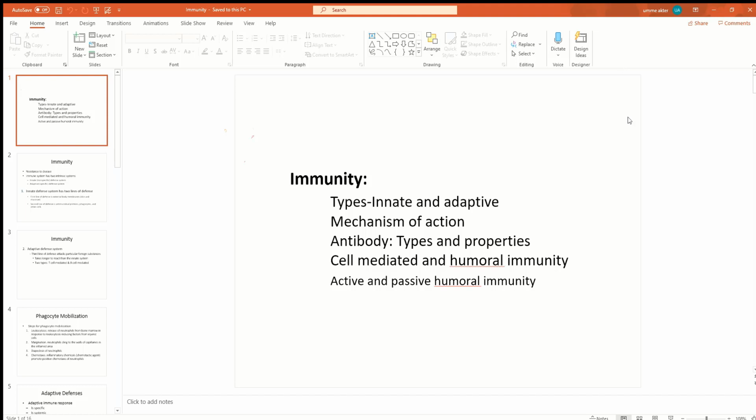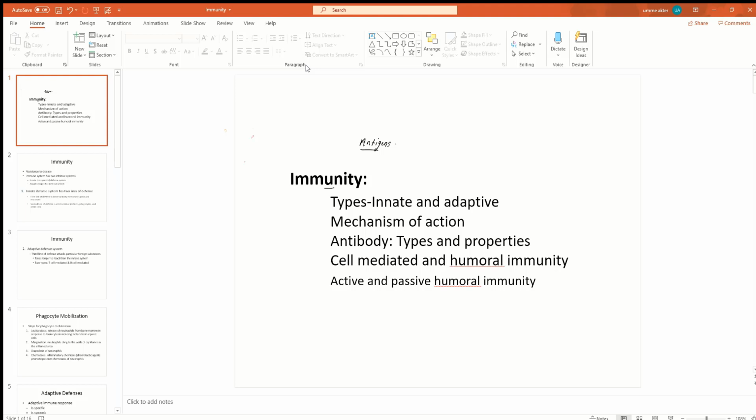Hello everybody, we'll talk about immunity, the ability of your body to fight against the antigens that try to harm your body. So antigens try to harm your body and your body has the ability to stop them and destroy them. That ability of your body is called immunity.